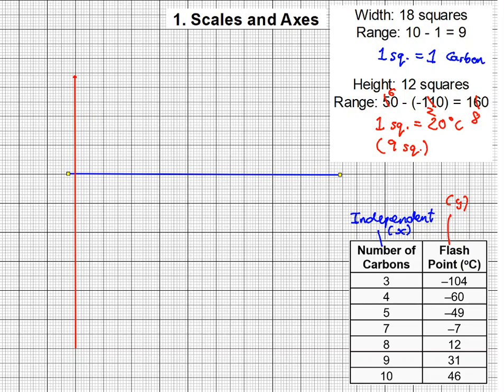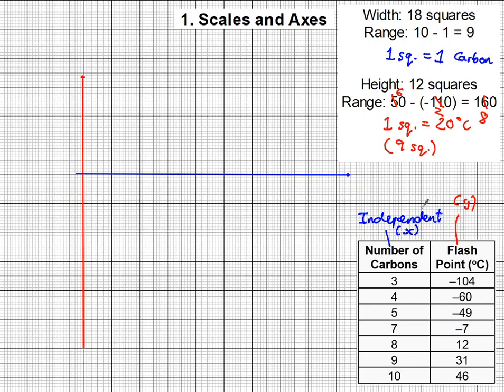Perfect. Right, I now want to just label up my axes. So in this case this here is the flash point in degrees C. And I'm just going to put my numbers on there. I start at 60, 40, 20, 0, and so on and so forth.